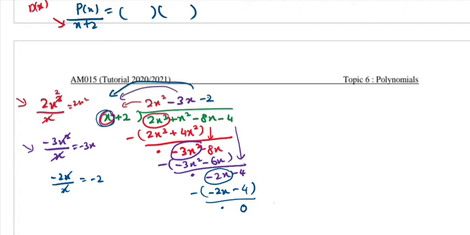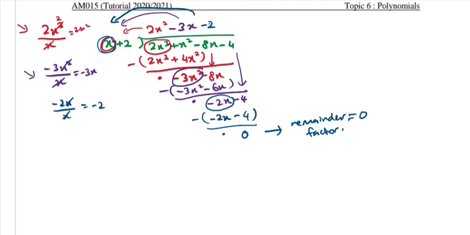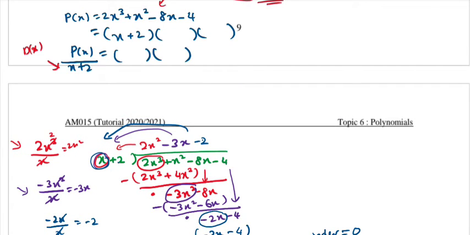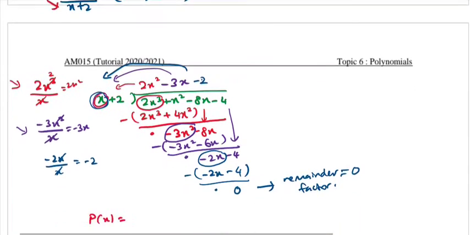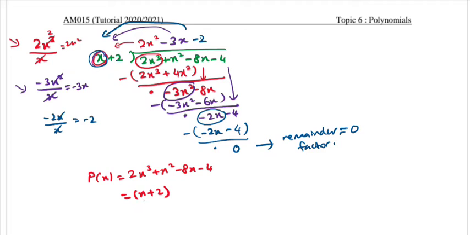Remember, when the remainder is 0, what does it mean? It means that our quotient is our factor. Well, that's what we want because we want to factorize the polynomial completely. So now just write your polynomial again and then write this step. So write your divisor here, x plus 2, and then multiply with your quotient, which is 2x squared minus 3x minus 2.